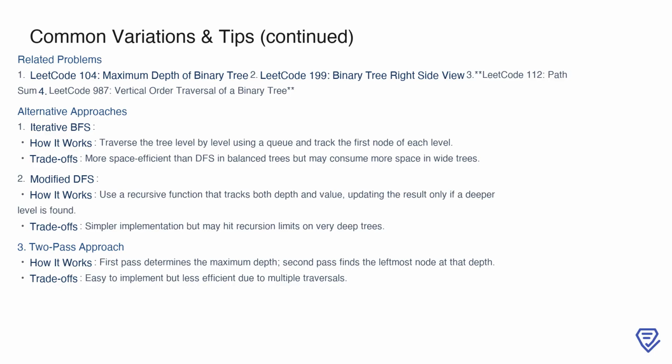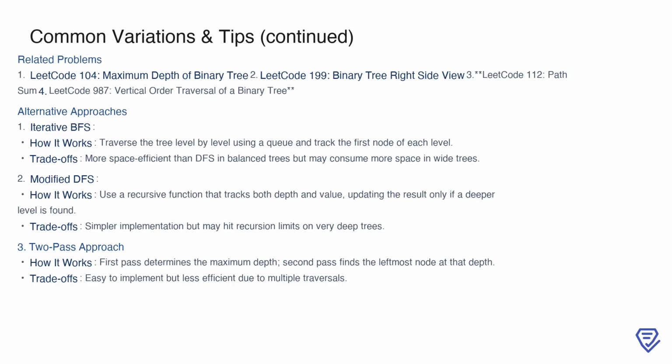This method uses a queue to traverse the tree level by level, tracking the first node at each level. While it's often space-efficient in balanced trees, it may consume more space when dealing with wide trees. Another approach is modified DFS, where you use a recursive function to track depth and value, updating the result whenever a deeper level is encountered. While simpler to implement, this method may struggle with recursion limits in very deep trees.